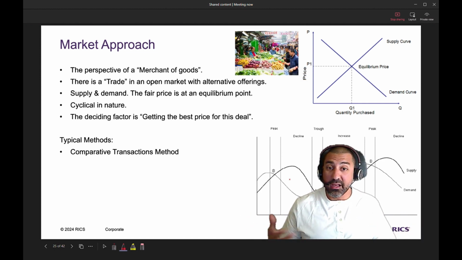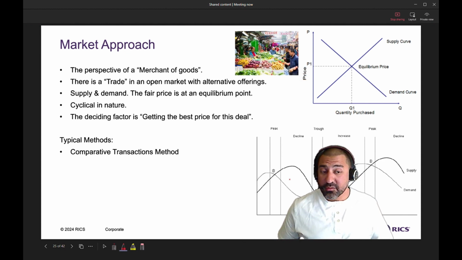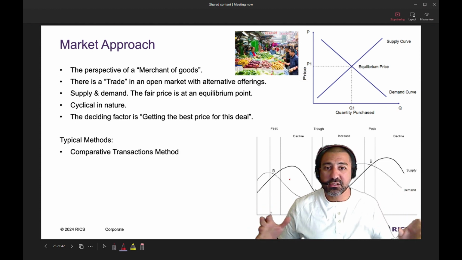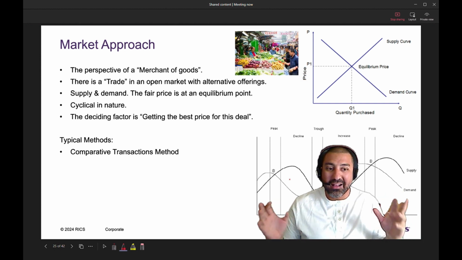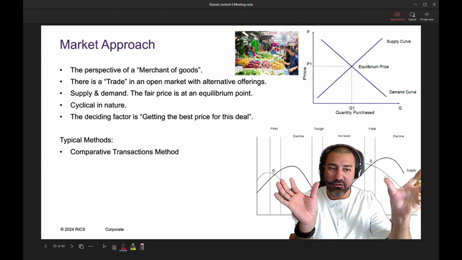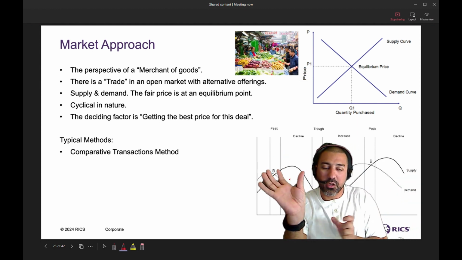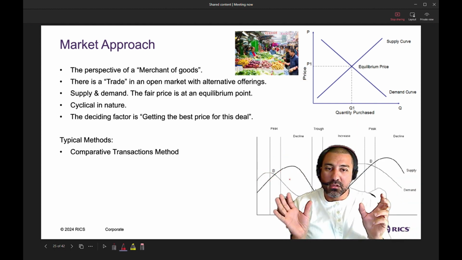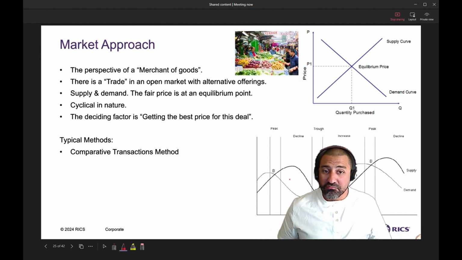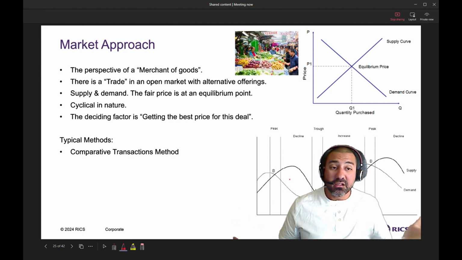There's supply and demand, the economics of supply and demand. Therefore, the fair price, that's why we call it the fair value or the fair price, is at the equilibrium point. Therefore, the fair price or the fair value is the market value. This is why it's called the market approach, because it's market value. It's an estimated amount at the market equilibrium point, right? And the deciding factor for the buyer and seller is getting the best deal, given the alternatives.